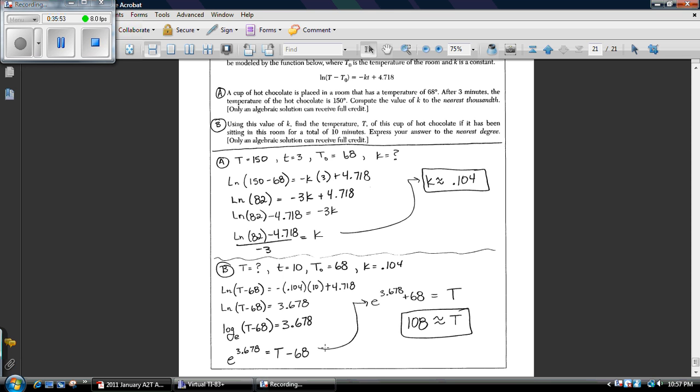Add 68 to both sides. Plug this into your calculator, you're going to get approximately 108. And that's it. That's the whole Regents.